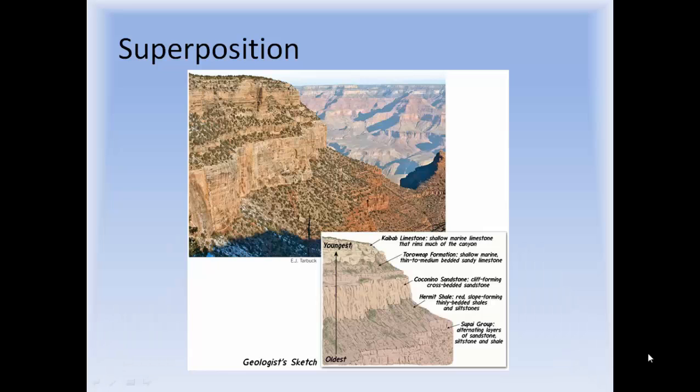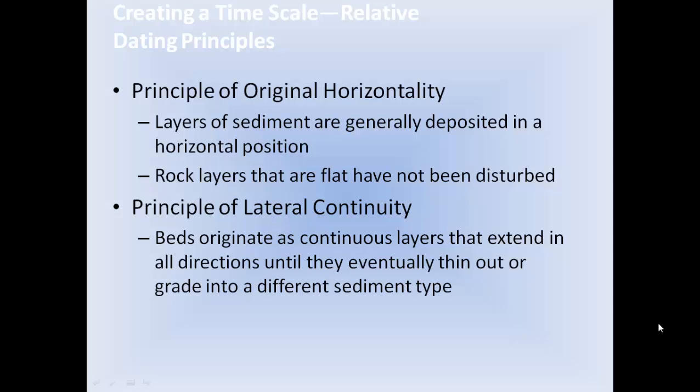So superposition, so here's the Grand Canyon. The rock layers down here are the oldest, and this one's a little bit younger, and this one's a little bit younger, up to the one at top, which is the very youngest. Principle of original horizontality: layers of sediment are generally deposited in a horizontal position. Rock layers that are flat have not been disturbed.